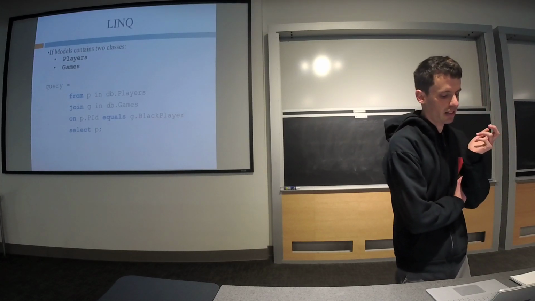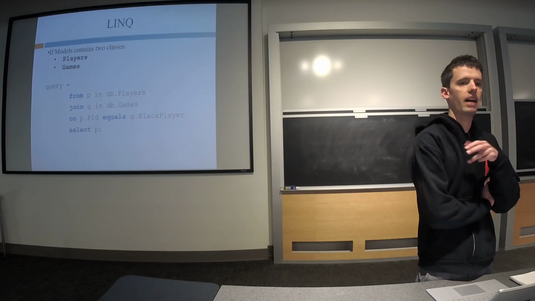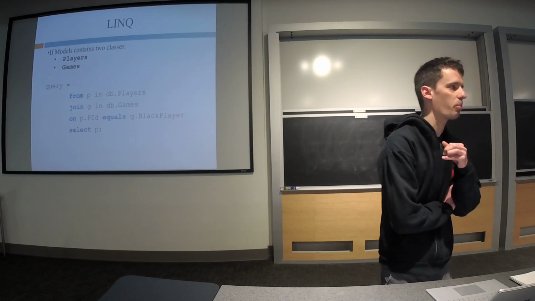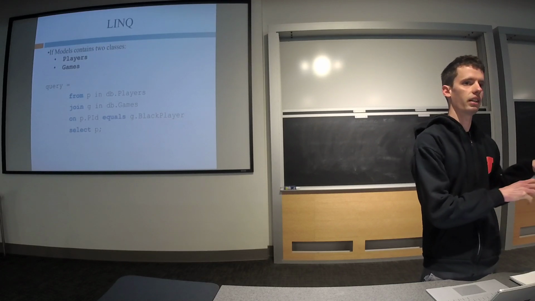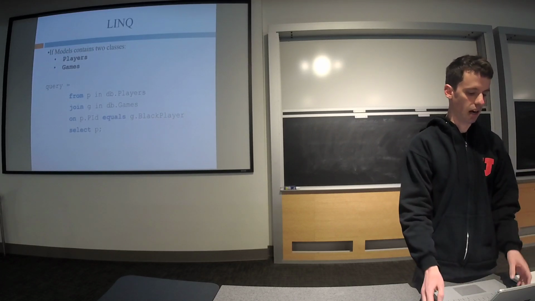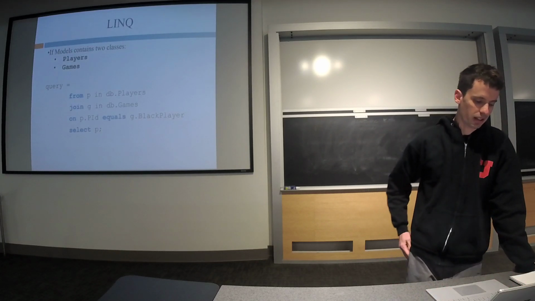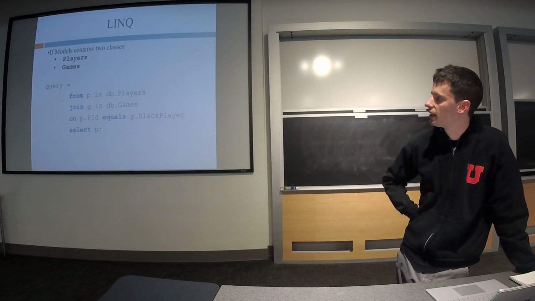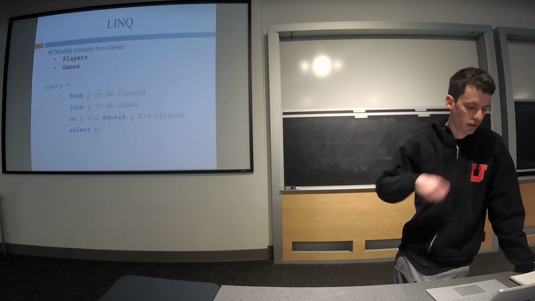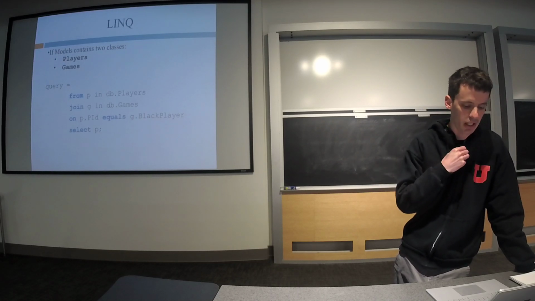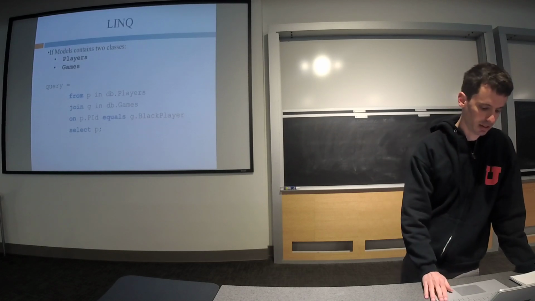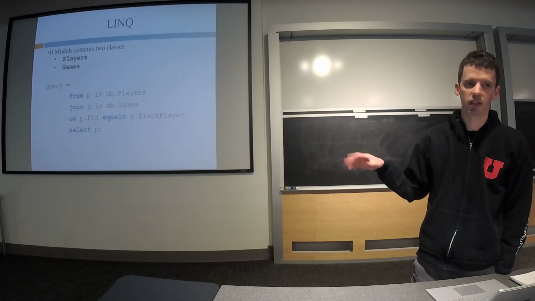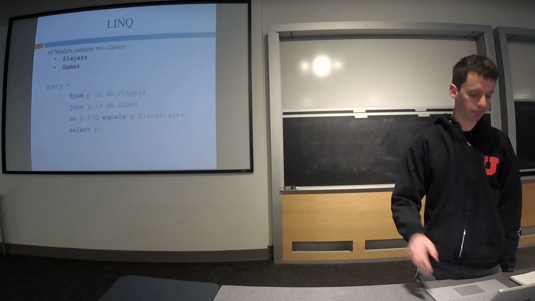So this is a little example we had. If we have already scaffolded a database that had an existing players and games table, and remember scaffolding is just the process of automatically converting tables into C# classes, objects that represent them, then I can write something that looks like SQL, but reordered. So: from P in players, join G in games, on, things that look like SQL. And that's if I want to select P, which will give me the whole player object.